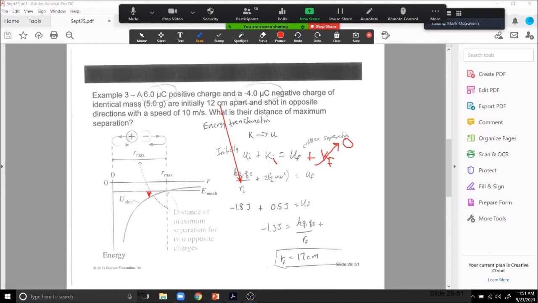Anyway, I end up solving this here. I solve for my R final, and I end up with a distance of 17 centimeters. So at 12 centimeters, they're shot apart at 10 meters per second. They reach a distance of 17 where they come to a stop, and then they start to head back to each other. But I don't care about that part. I just care about the maximum separation here.